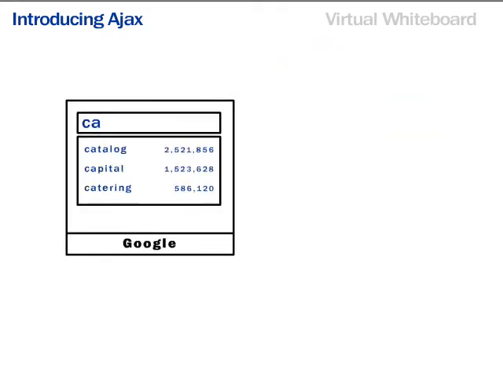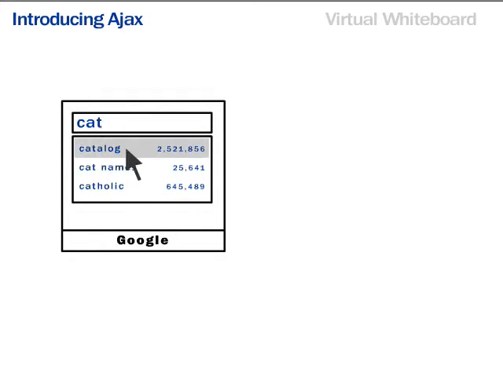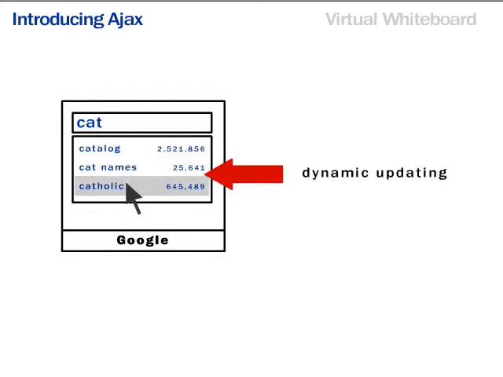Because the server is queried with every key press, this drop-down list updates dynamically as the user types, with no waiting for page refreshes or similar interruptions.